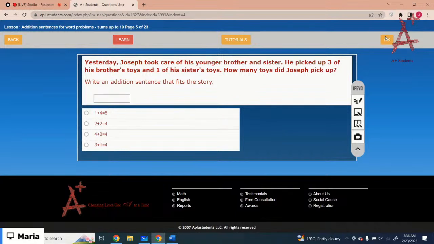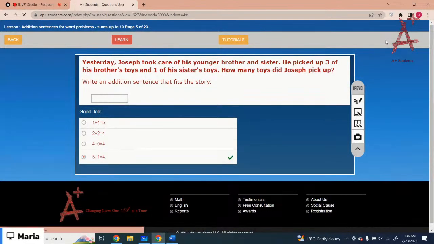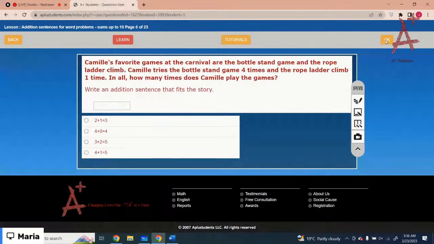So 3 plus 1 equals 4. Got it? That is the sentence that fits the story. Got it? 3 plus 1 equals 4. Very good.